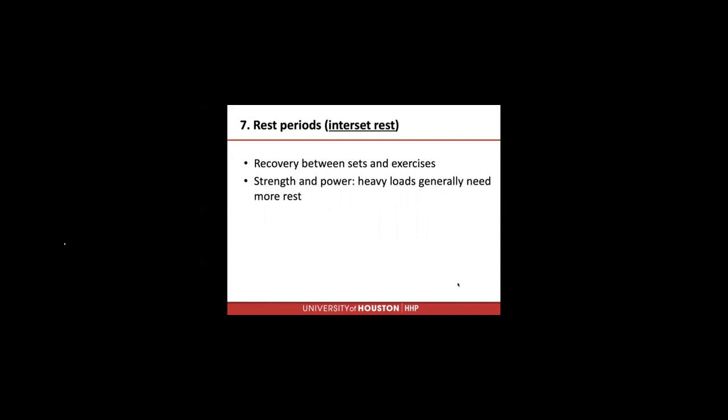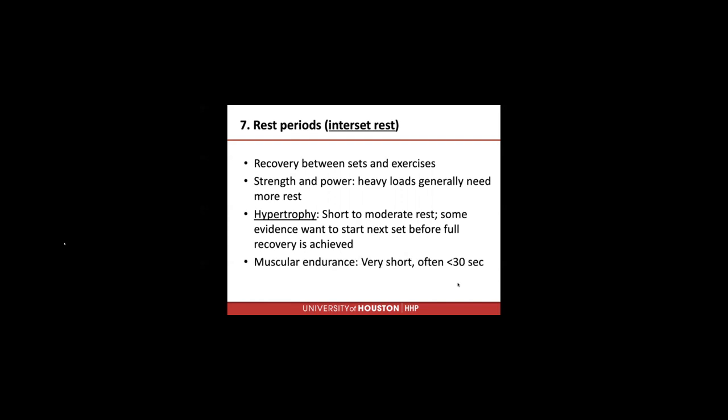So strength and power, heavy loads generally need more rest. There is some evidence that for hypertrophy, a short to moderate rest, so right before full recovery is achieved, may be the most beneficial for hypertrophy. That's just what the research currently supports. Muscular endurance tends to be very short rests, often less than 30 seconds.